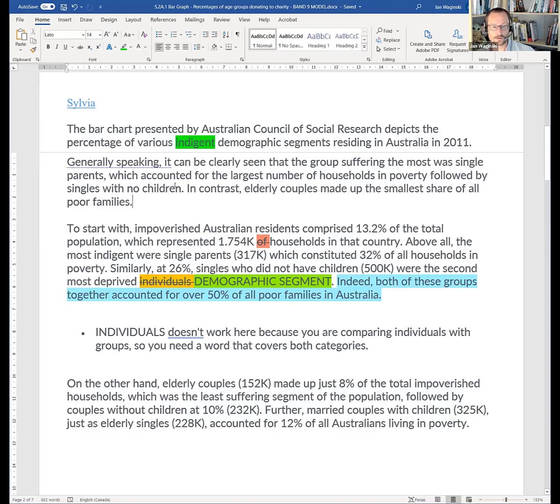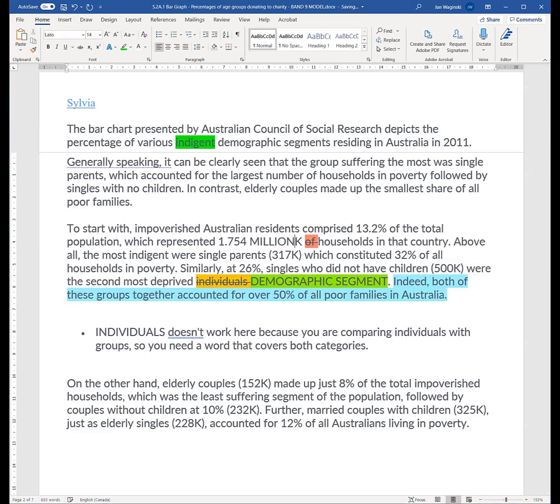Okay. Go ahead. To start with, impoverished Australian residents comprise 13.2% of the total population, which represented 1,754 households. No, so you'll read this as 1.754 million. Yeah, million. Households in that country. Above all, the most indigent were single parents, which constituted 32% of all households in poverty.